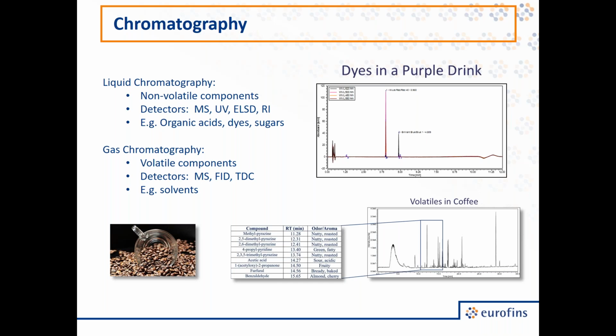This can also be used for off-odor and off-flavor analyses to help identify the foreign material. As you can see below, the spectrum you're seeing shows different volatile components in coffee. And why that is so nice is because those flavor and aroma components are often very volatile.